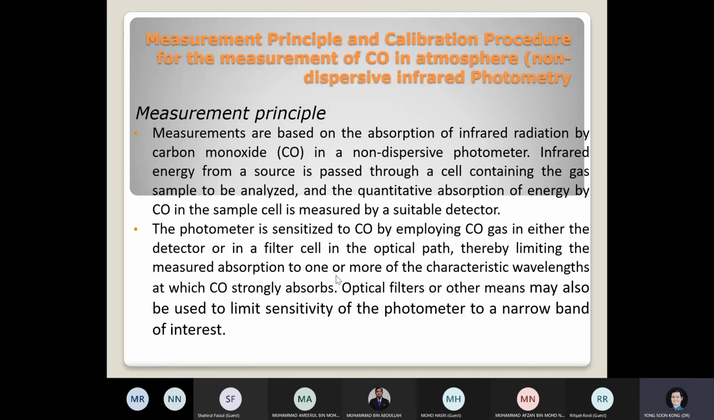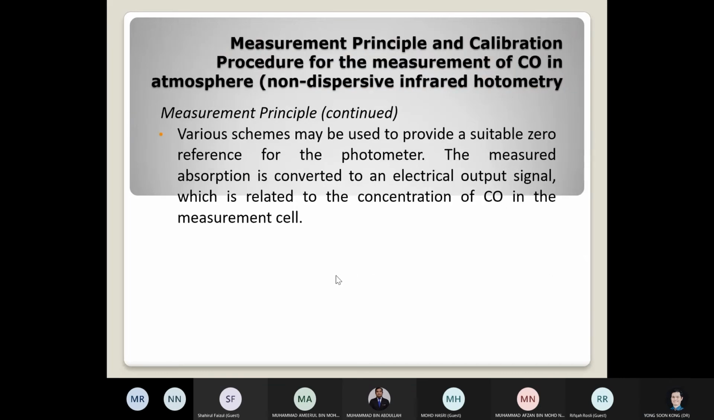That is because the absorbance is proportional to the amount of carbon monoxide. So the more carbon monoxide, the stronger the absorbance, and the computer will pick it up and let you know. As simple as it is. Well, it sounds simple, but it is not actually that simple.